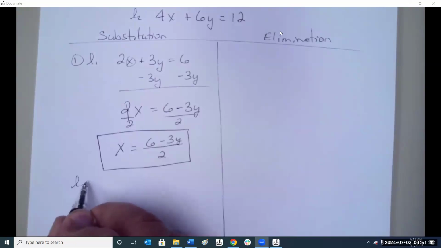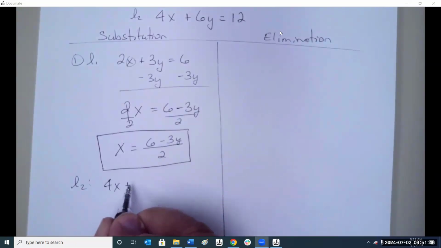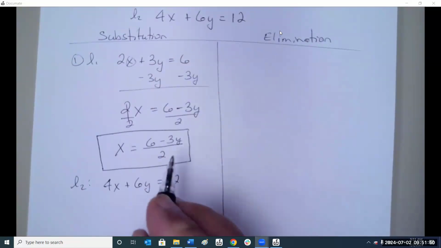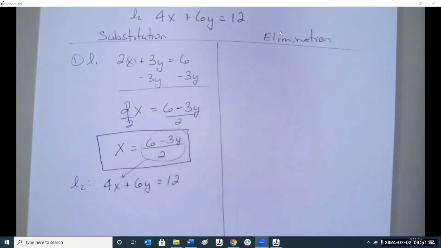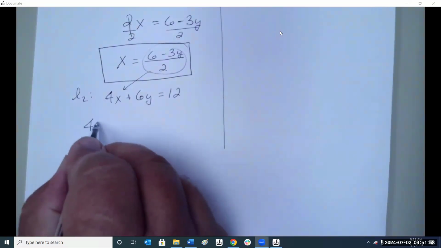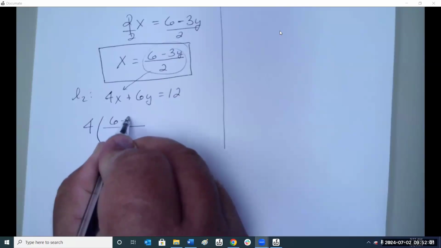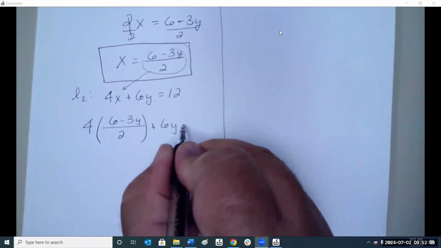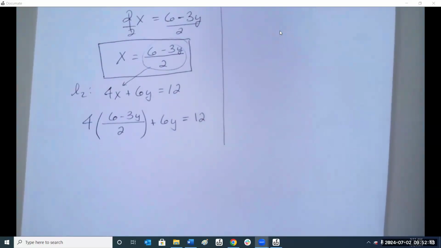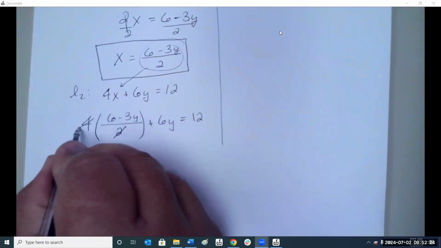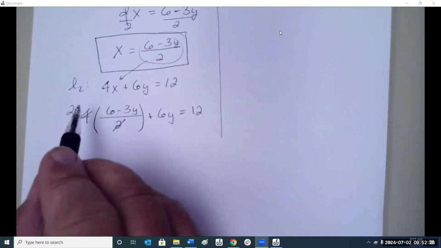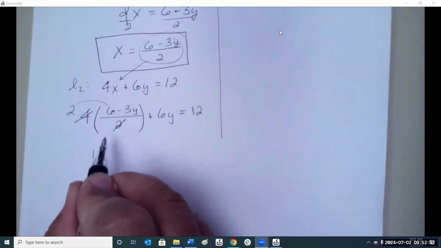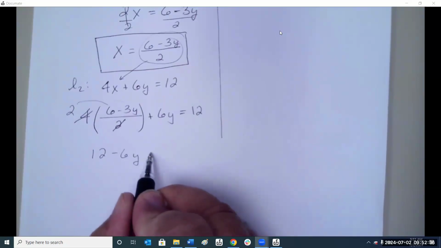Since we used line 1 in the first step, we have to use line 2 in the second. So it's 4x plus 6y equals 12. Anywhere we're seeing x, you plug that in there. So that plus 6y equals 12. Fortunately, in this one, the denominator cancels, so that goes in there twice. So we multiply. 2 times 6 is 12. 2 times negative 3 is negative 6y.